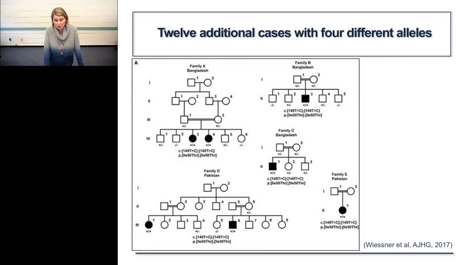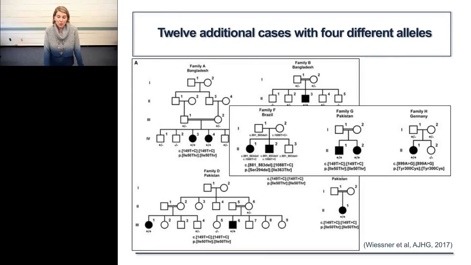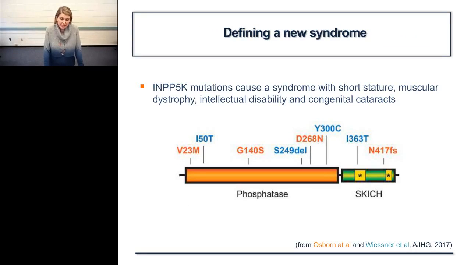Through GeneMatcher, we also identified another group that had 12 additional cases with INPP5K mutations with 4 different alleles. And what this led to actually was 2 back-to-back publications looking at the function of these genes that just came out this month, where we identified basically a new syndrome. We showed that INPP5K mutations cause a syndrome with short stature, muscular dystrophy, intellectual disability, and congenital cataracts, which could overlap with the dystroglycanopathies and also with another known syndrome, which is Marinesco-Sjögren.